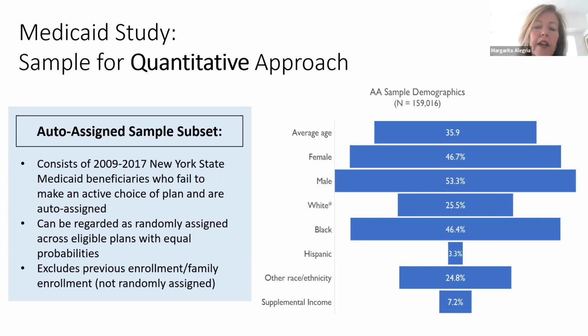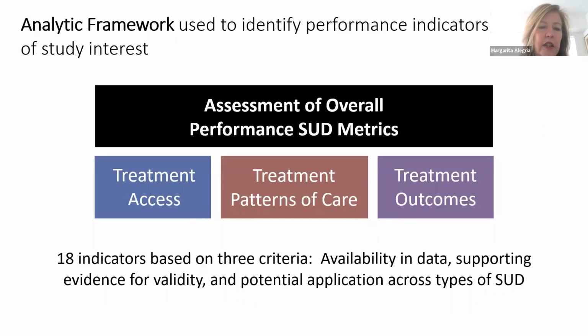You can see here that on average, it was a quite young population, 36 years of age, 47% were female, 26% were white, 46% were Black. Hispanics were combined with other race ethnicity in here because they didn't differentiate them. And we had around 25% overall, and 7.2% were on supplemental income.